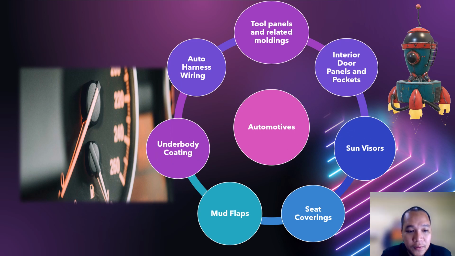For the automotive, PVC brings both high performance qualities and important cost benefits to the automotive industry. We can see that the applications in automotive are instrument panel and related molding, interior door panel and pocket, sun visor, seat covering, mud flap, underbody coating, and auto harness wiring.